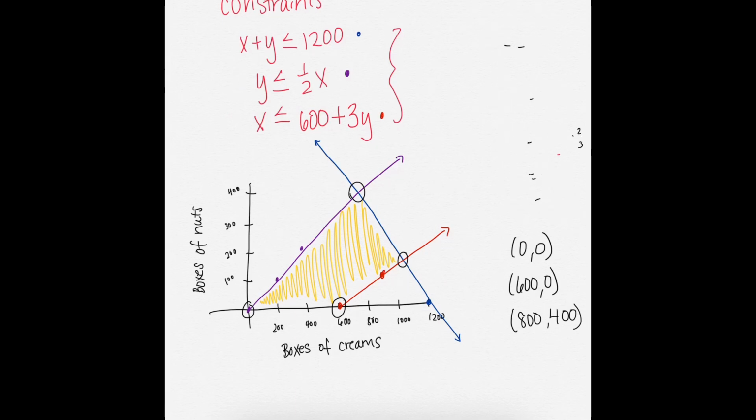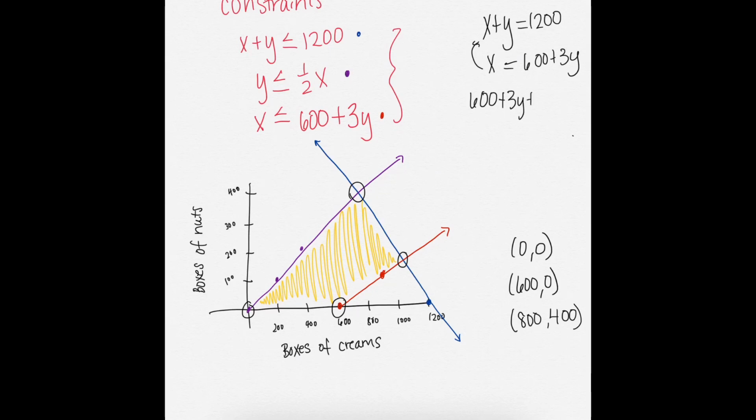Then we're going to find the vertex for the last set, which is my red and blue. Blue is x plus y equals 1200. Red is x equals 600 plus 3y. I don't know why I put the inequalities; I told you to go ahead and put the equals in there. Let's just put them as equals. I'll do substitution since it's set up for substitution. I'll plug this one into this one.